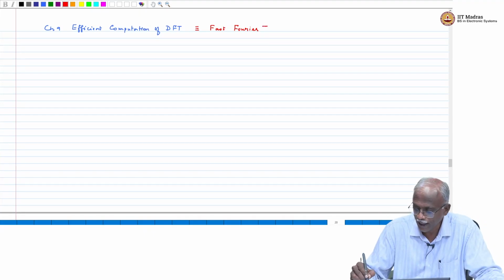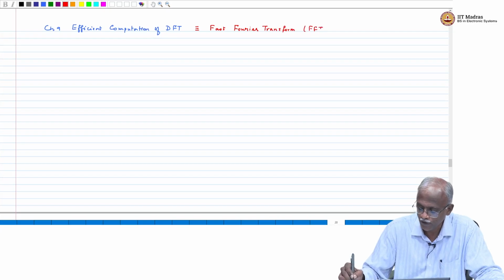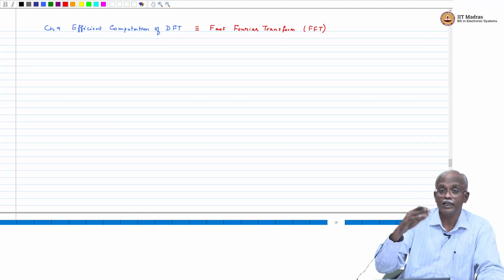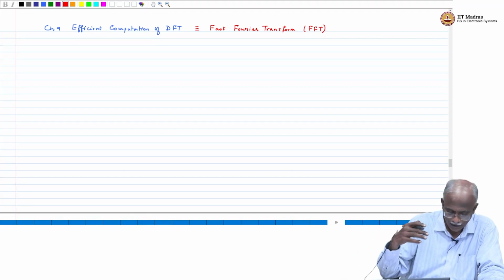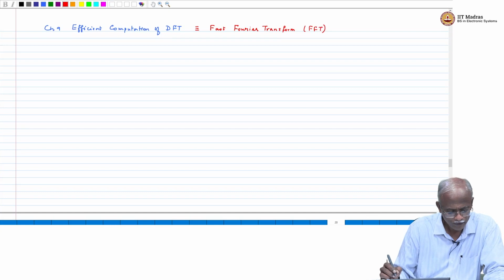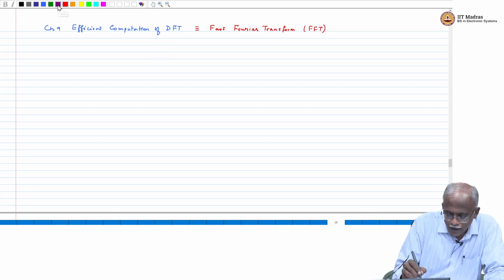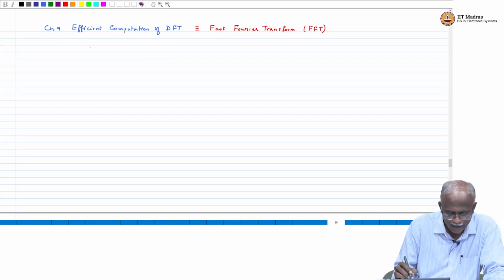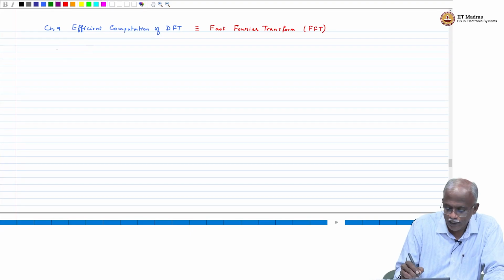What we are going to be looking at is one of the most commonly used FFT algorithms. FFT stands for fast Fourier transform, same as discrete Fourier transform, but computed in a very efficient manner.